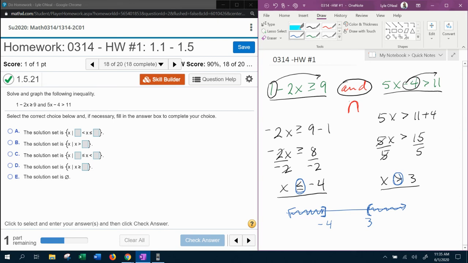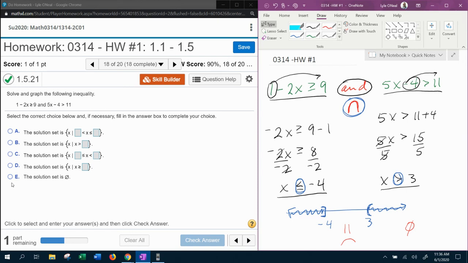And now is when we need to consider the symbol we're working with, okay? We're working with intersection, which means overlap, okay? Where do these two shadings overlap? Well, they don't. Unfortunately, they don't overlap. And so that means that the answer is actually no solution.